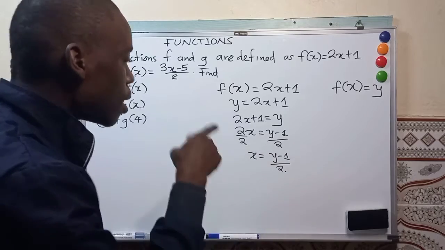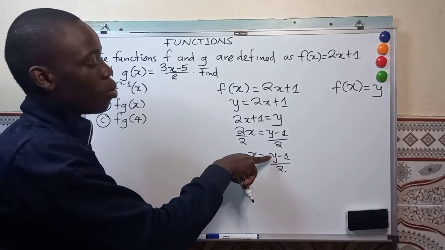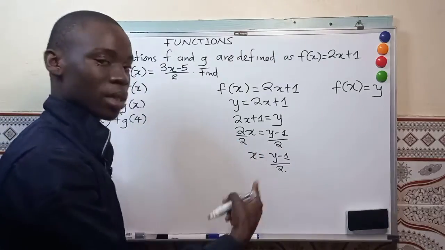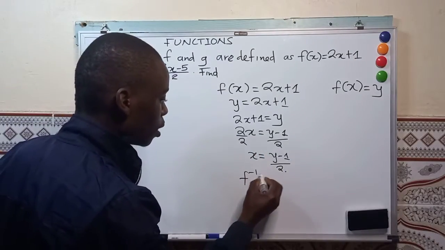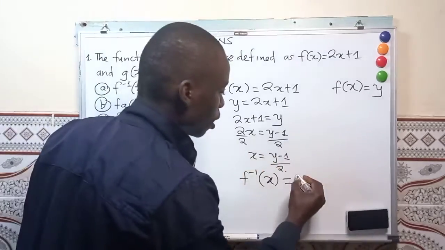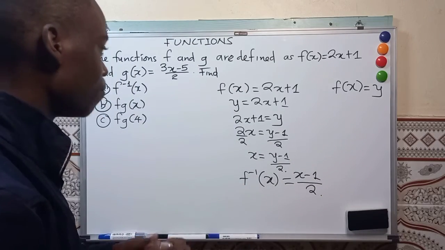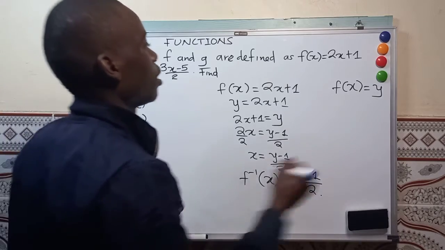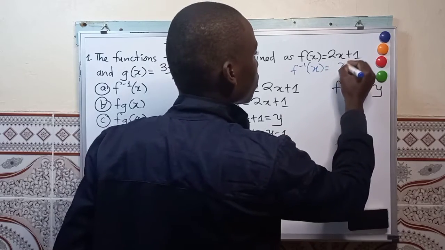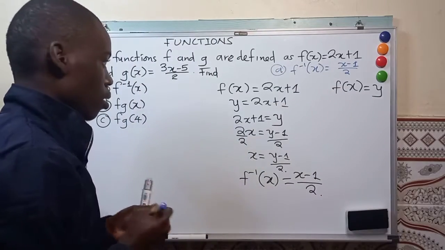When you reach this stage, you replace y with x, because we've made x the subject of the formula. So our inverse function, where there's y you put x, is (x minus 1) over 2, and this is our inverse function. So I'll write our inverse function here: f inverse of x is equal to (x minus 1) over 2 as our first answer.